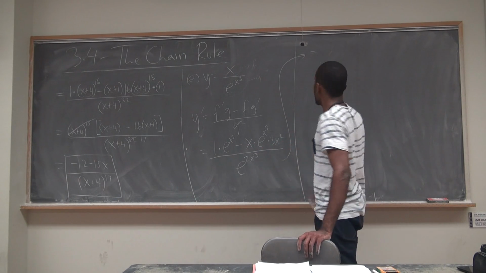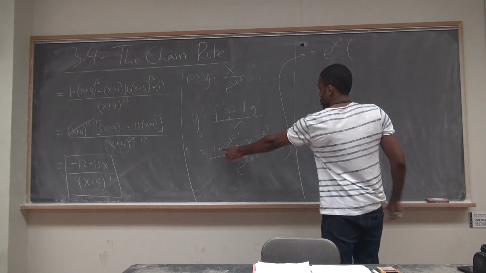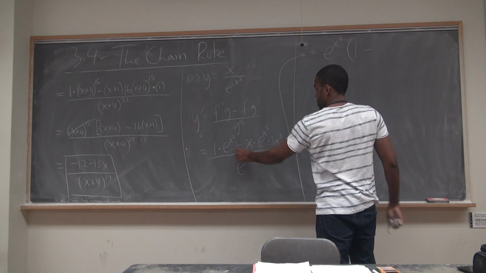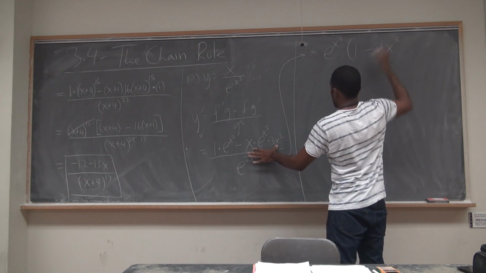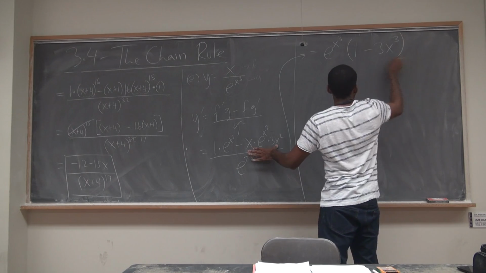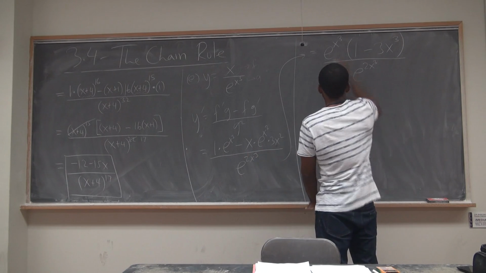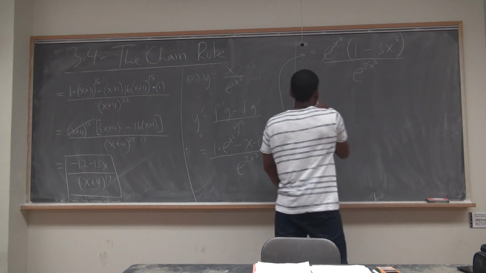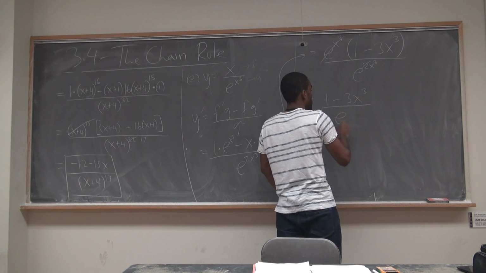X cubed is a common term in the top, I can factor that out. I would be left over with 1 minus 3x cubed over e to the 2x cubed. This cancels into that. So I have 1 minus 3x cubed over e to the x cubed.